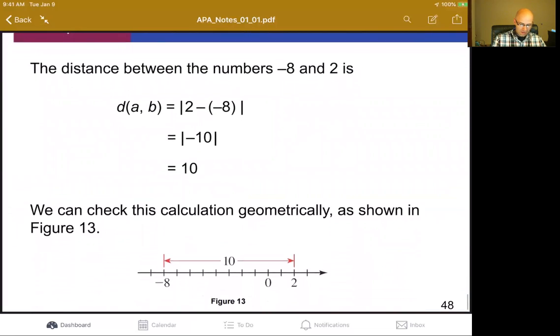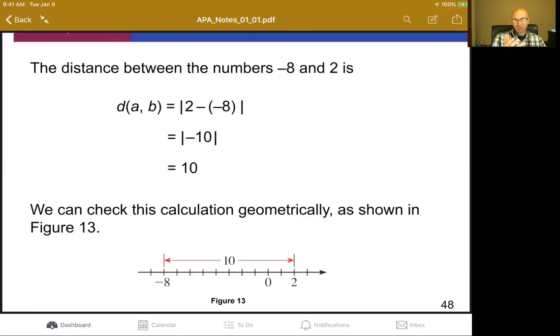Okay. As you can see here, we're looking at how far away -8 and 2 are on the number line. And again, I encourage you to visually see that. Sometimes you might even want to draw that, put a number line on your page and get a feel for how far away that is at first when you're learning this. It's a good way to get a feel for what it's measuring.